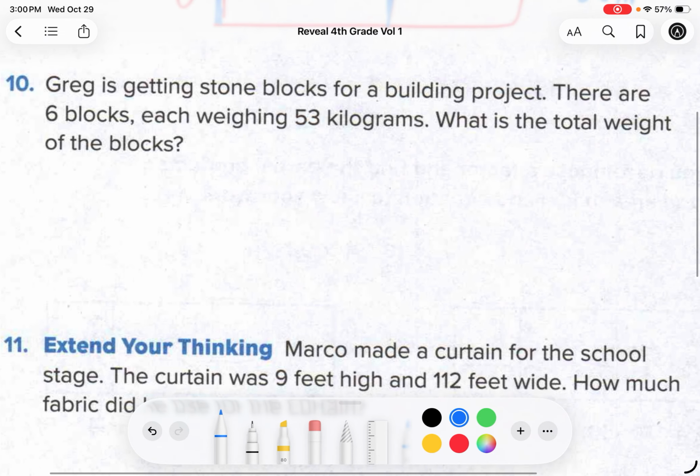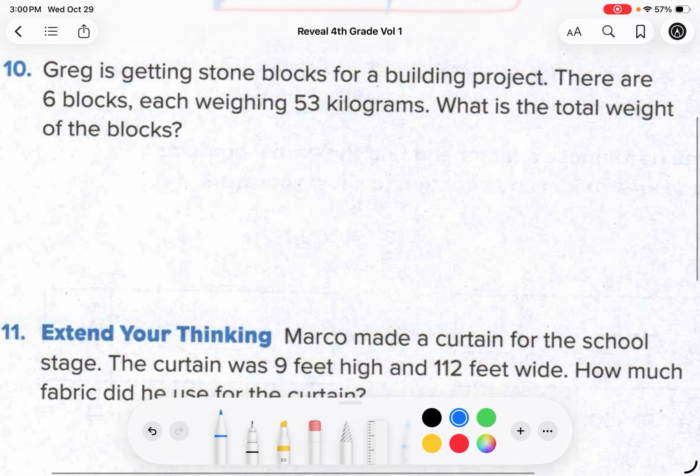Number 10. Greg is getting stone blocks for a building project. There are 6 blocks, each weighing 53 kilograms. What's the total weight? Well, if you did it the old school way, like you did in 3rd grade, we would have 53, and we would just have to add that 6 times. But now, since we are in 4th grade and not 3rd grade, we can use our area model.